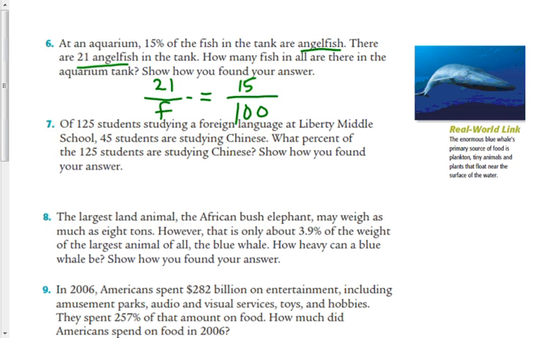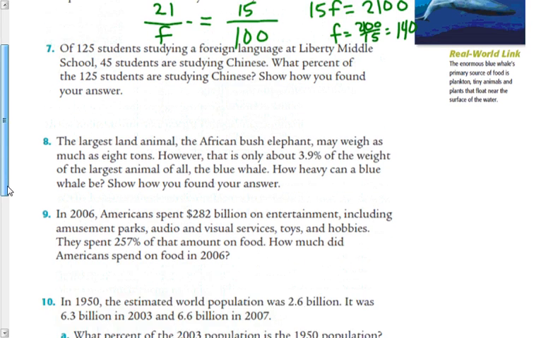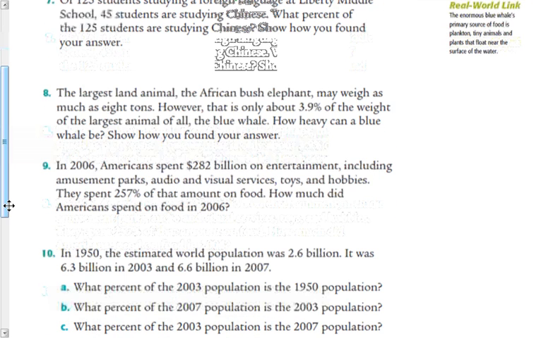So now we're going to do 15 times f is equal to 21 times 100, which is 2100. And then we're going to divide 2100 by 15. And that equals 140. So there's 140 fish. All right. Let's do one more problem here, and we'll call it a wrap. Let's do number 8 here.